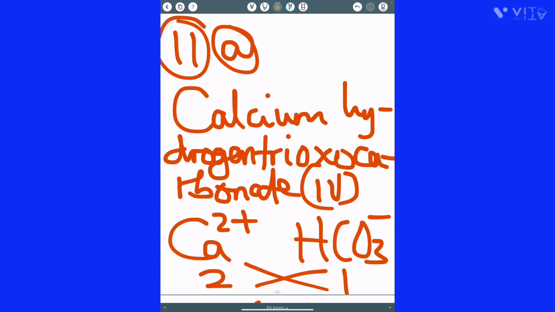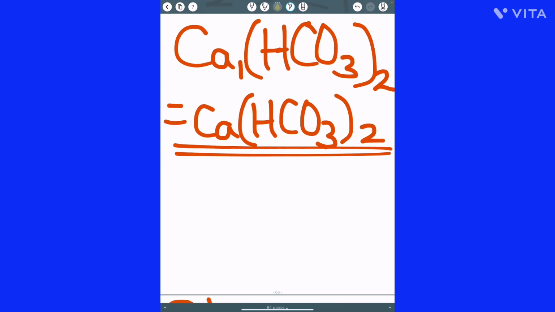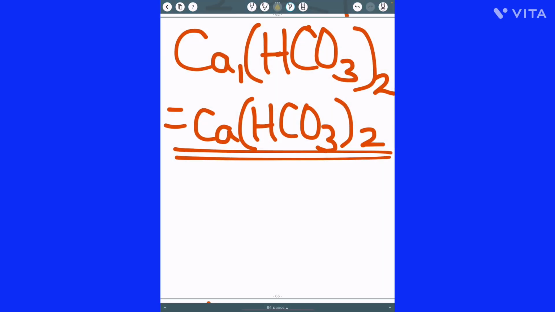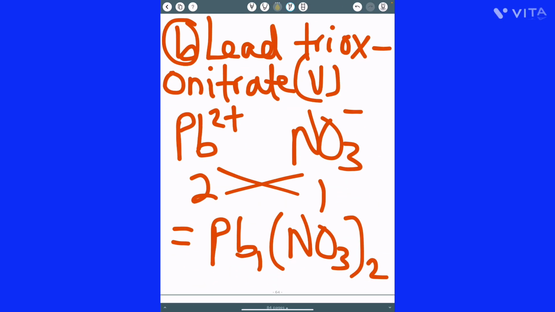Question 11 next. Calcium hydrogentrioxocarbonate(IV). Calcium here, then hydrogentrioxocarbonate(IV) is the anion. Hydrogentrioxocarbonate(IV) is HCO3-. So its valency is 1. Calcium is 2+, so its valency is 2. I'll swap valencies. Get what? Ca1 (HCO3)2. I'll remove the 1 to get Ca(HCO3)2.